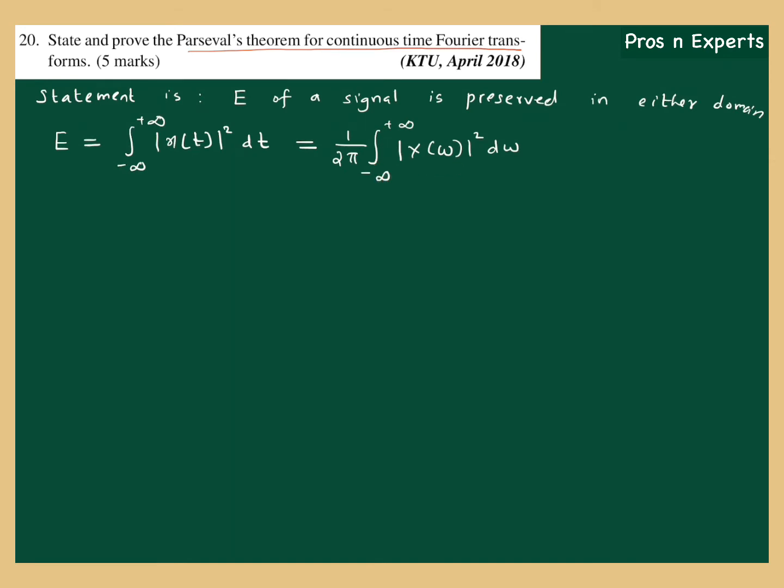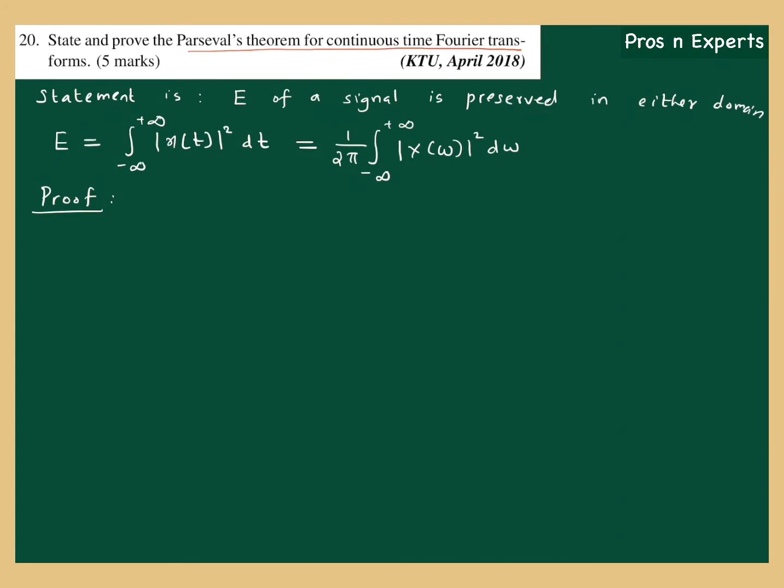Okay, in time domain you integrated the modulus of the signal squared from minus infinity to infinity. In a similar way, if you find the Fourier transform and integrate from minus infinity to infinity, mod x of omega square d omega, then again you will get the same energy. So that's why I'm saying energy is preserved both in time domain as well as in frequency domain. Now let us start to prove this.